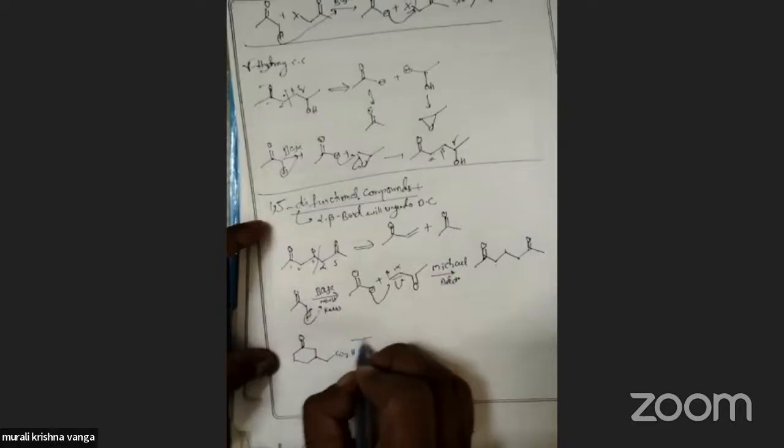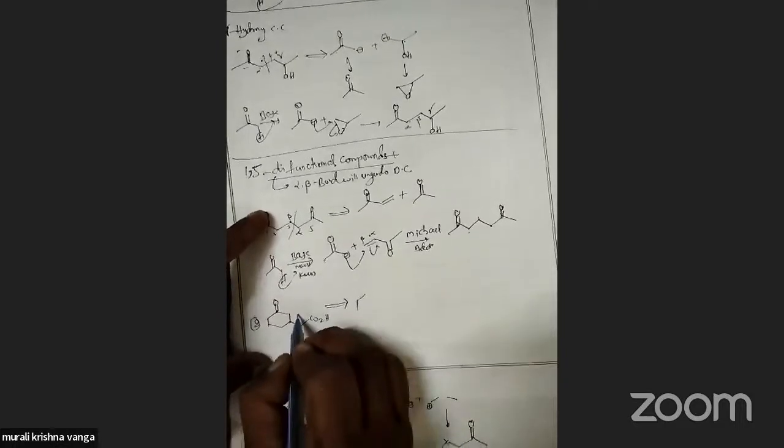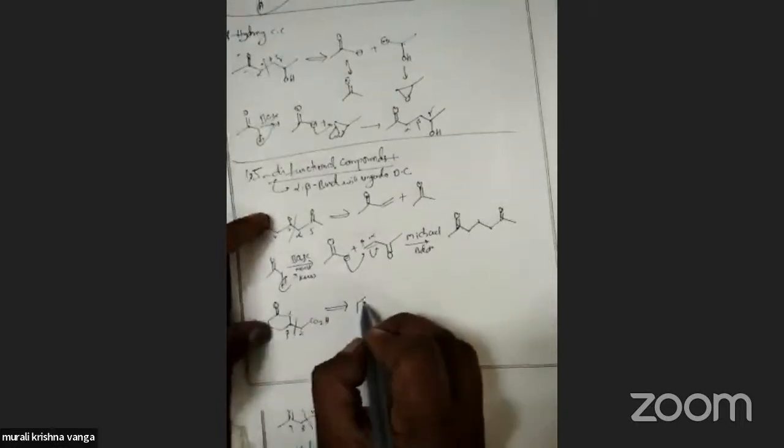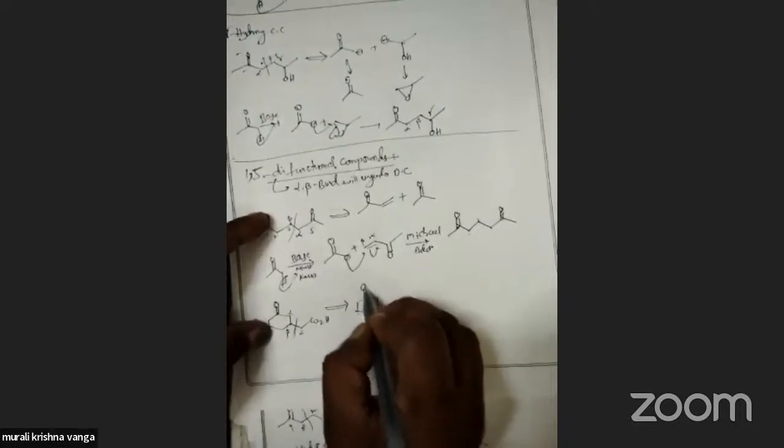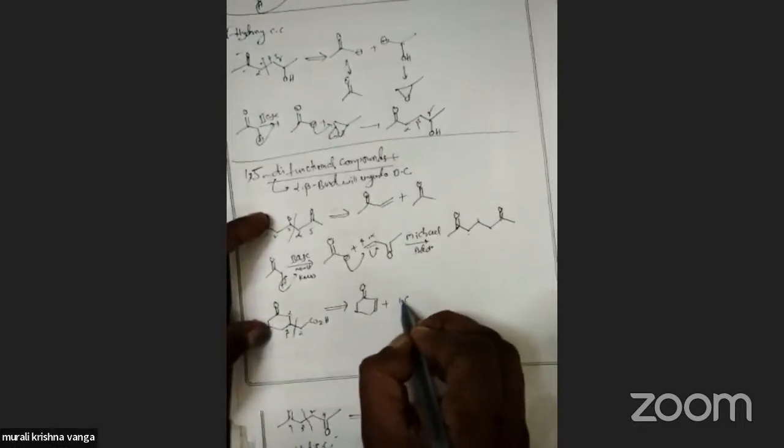Now this is the first example, this is the second example. In the second example, when this compound undergoes disconnection, the alpha beta bond undergoes disconnection, then the products are an alpha beta unsaturated carbonyl compound and acetic acid. In this acetic acid, the methyl is attached to an electron withdrawing group.